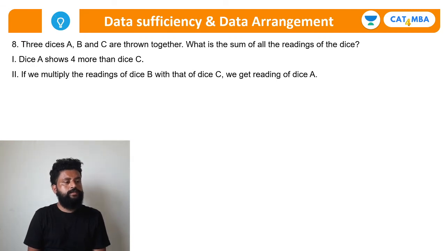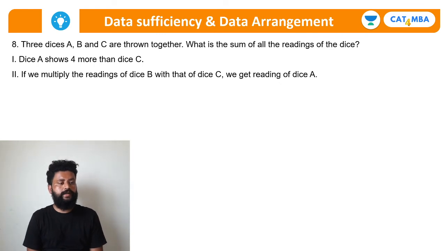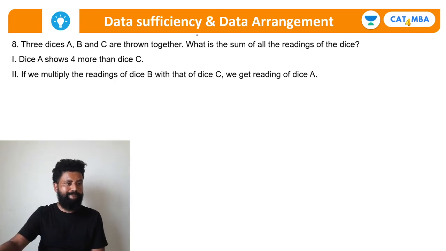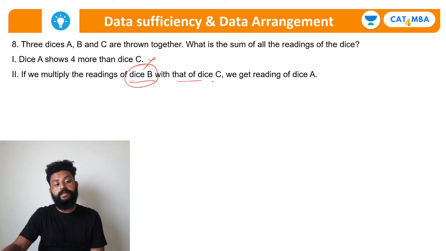3 dice ABC are thrown together. What is the sum of all the readings of the dice? The dice A shows 4 more than C, but what about B? We don't know data about B. If we multiply the readings of dice B with the dice C, then we get the readings of dice A. So this is quite important. Listen.